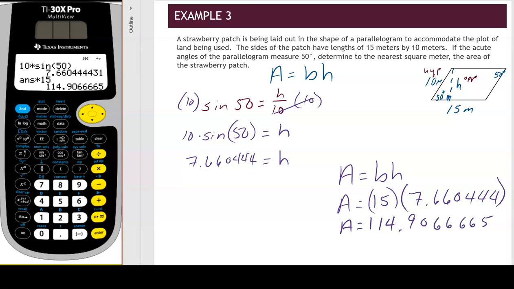114.9066665. It asks to the nearest square meter, so that's a whole number. The 9 will round that 4 up, so our area will be 115 square meters.